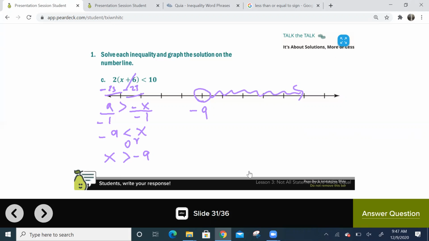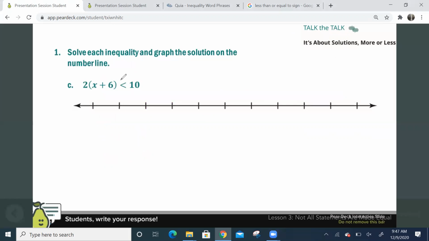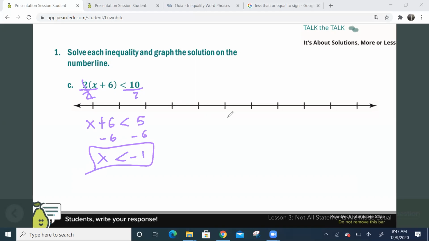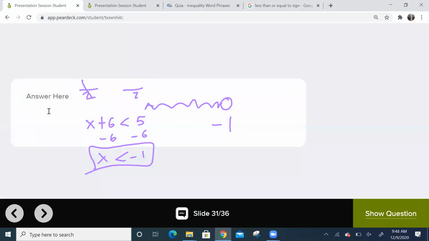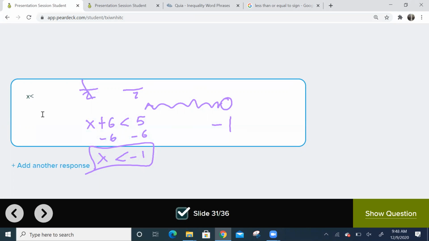Okay, and let's go ahead and do this one. So here I can distribute or I can divide both sides by 2. Since I know 10 is divisible by 2, I'm just going to go ahead and divide both sides by 2. So I get x plus 6 is less than 5, minus 6, minus 6. So x is less than -1. So I'm going to put -1 right here, open circle, and it's going in this direction. So x is less than -1.